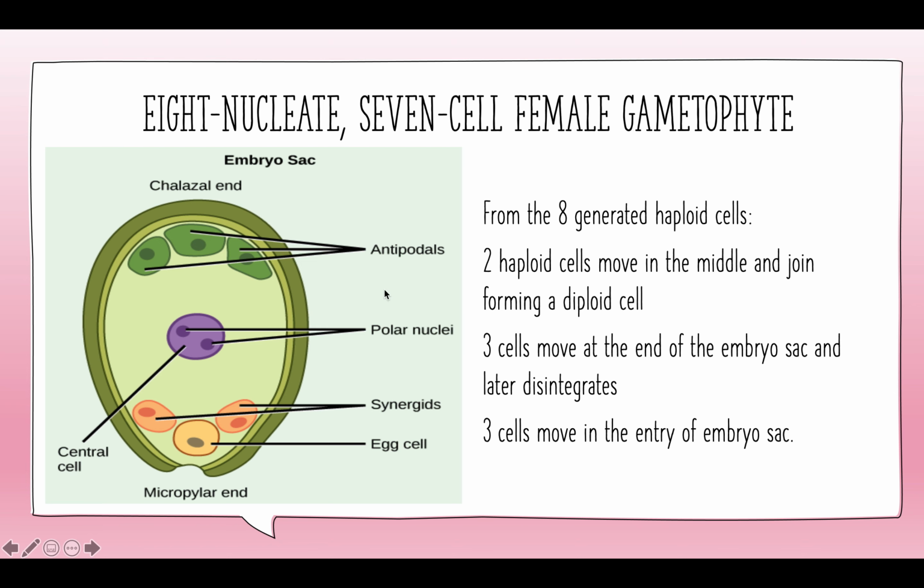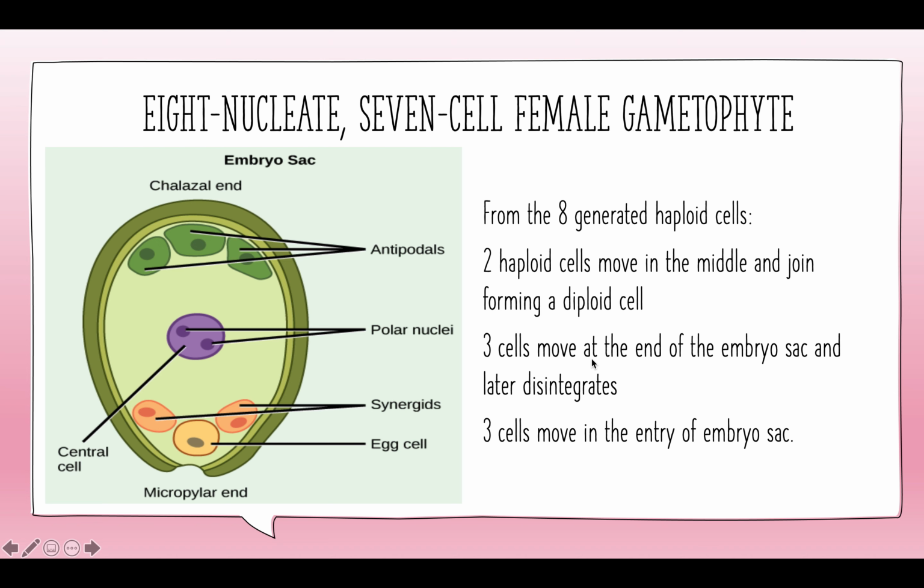From the 8 generated haploid cells, okay, 2 of the haploid cells will move to the middle and join, forming a diploid cell. Why did it become a diploid cell? Because when you combine 2 haploid chromosomes, you form a complete set. Hence, this now becomes a diploid number. So this is one cell with 2 nuclei. Okay? One cell with 2 nuclei.